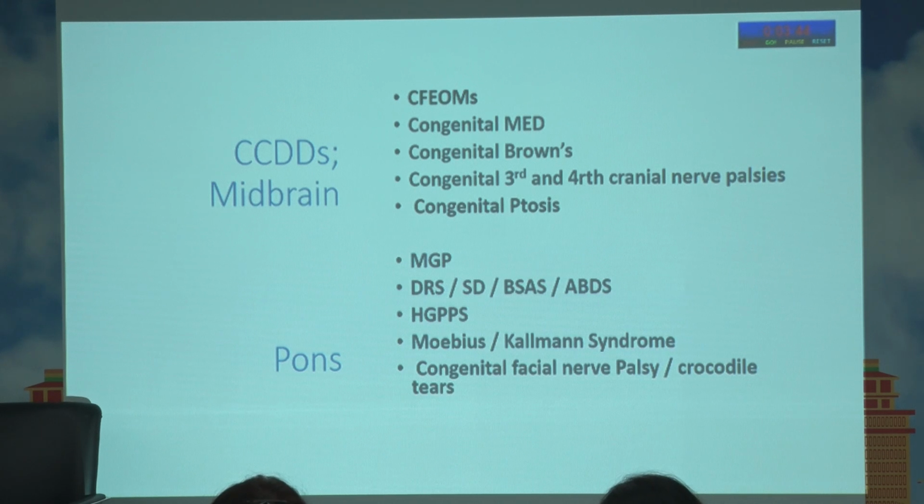Mobius was not an ophthalmologist, he was a neurologist at Leipzig who classified all these cranial nerve palsies into different groups. And he placed some of these 6th and 7th nerve palsies together, which we now call Mobius syndrome.